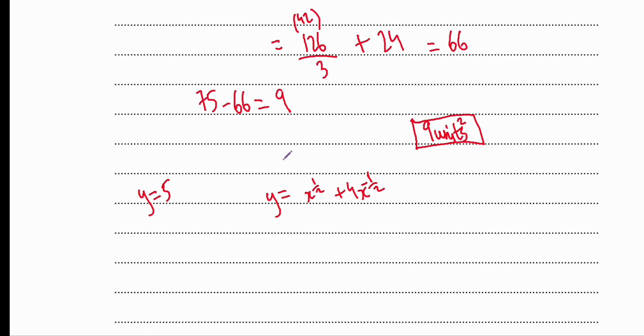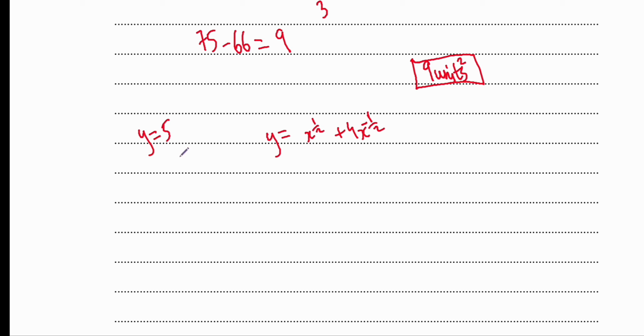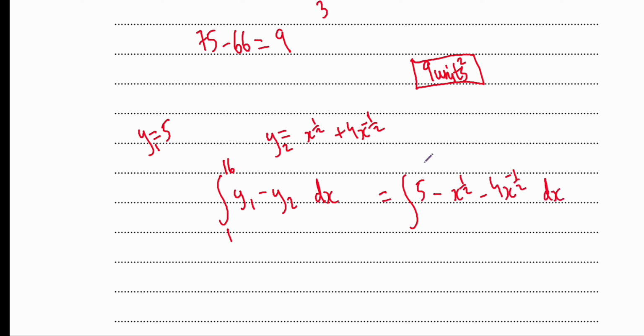Yeah, x to the half plus 4x to the negative a half. So if I want to find the area, and that's the difference, let's call this y1 and this y2. I can just do the integral of y1 minus y2 with respect to x between 16 and 1, and let's see if that gives us the same answer. So we would have the integral of 5 minus x to the half minus 4x to the negative a half with respect to x between 16 and 1.